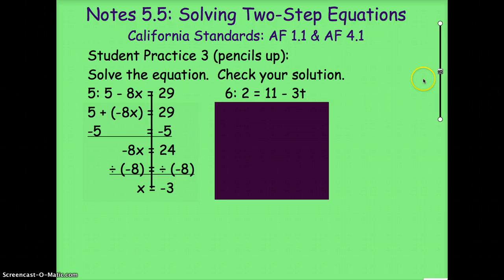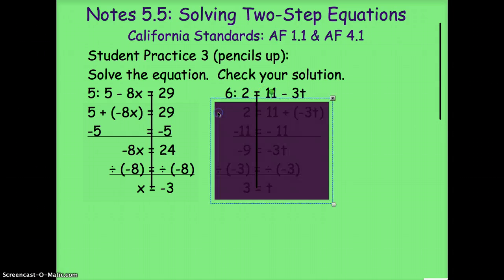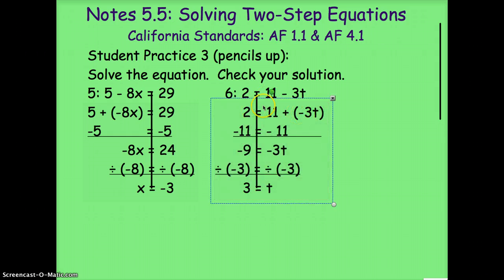Problem number 6, same idea. I bring in my fence. I need to skip, change. Notice there's no sign in front of the 11, which tells you it's addition, so we need to subtract 11 on both sides. Notice I've got 2 minus 11, so that tells me I'm going to get a negative number, which would be negative 9. Then I can divide each side by negative 3, and I end up with positive 3 because my negatives canceled out.